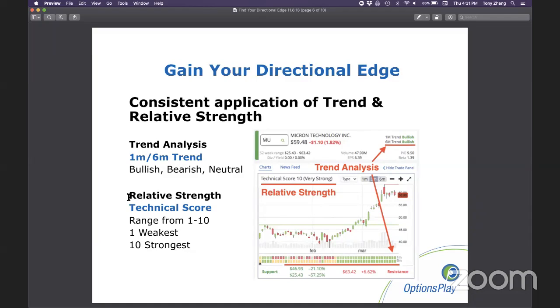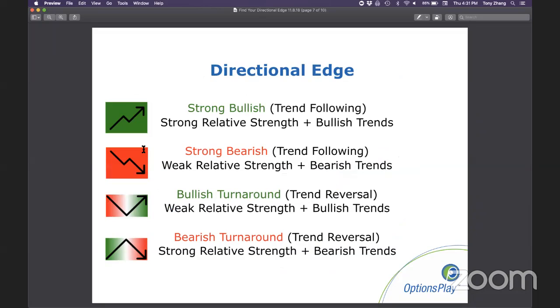So this is really the key here, is using these two indicators together in conjunction with each other to gain a directional view. So how do you go about doing that? Now, when we look at trend, the thing about the trend is that it only helps you compare the trend of a stock against its own history.